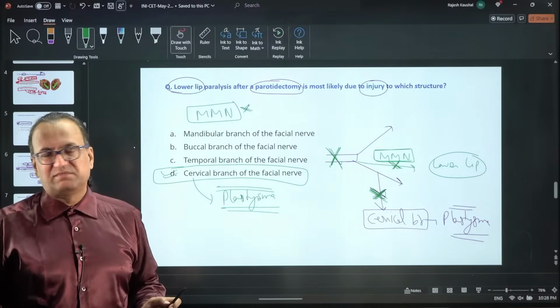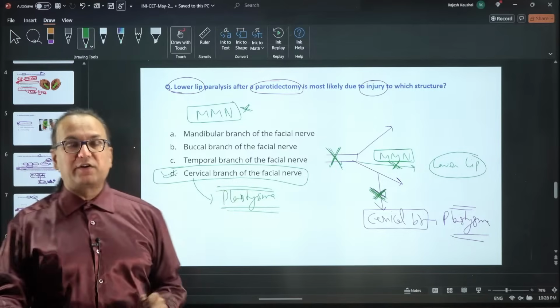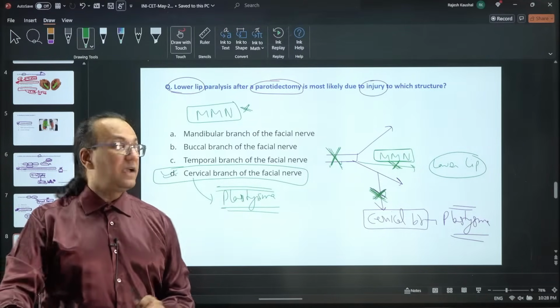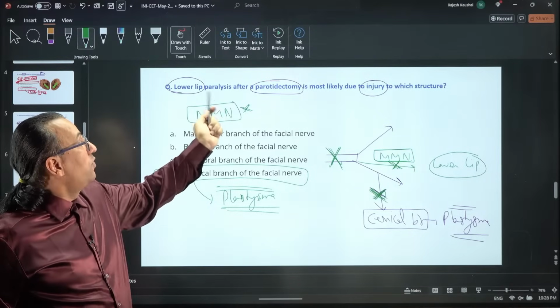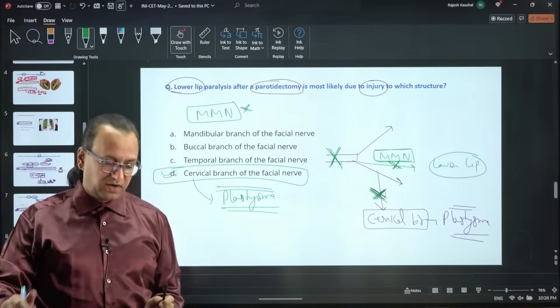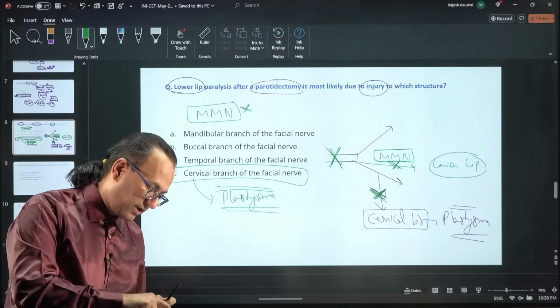Parotid duct. If you damage the parotid duct, it will not lead to lower lip paralysis. So the parotid duct doesn't fit in at all.